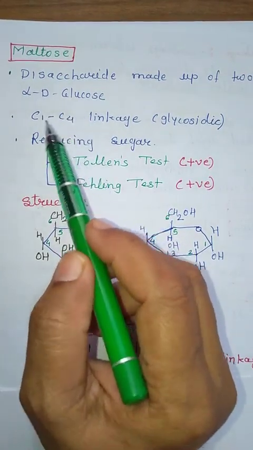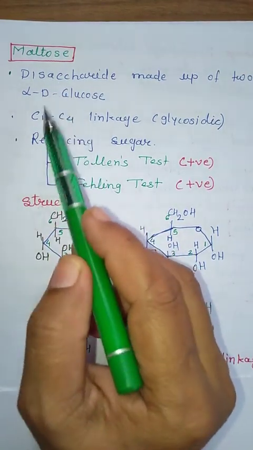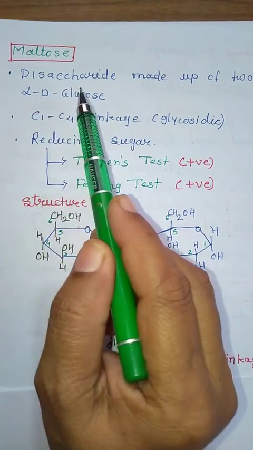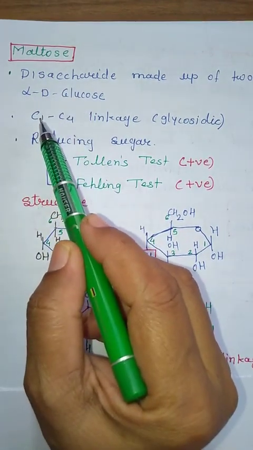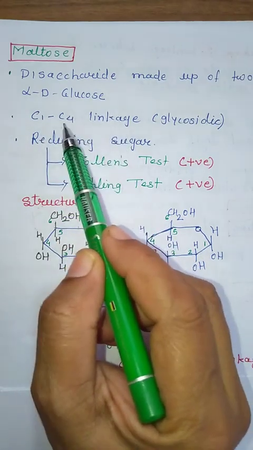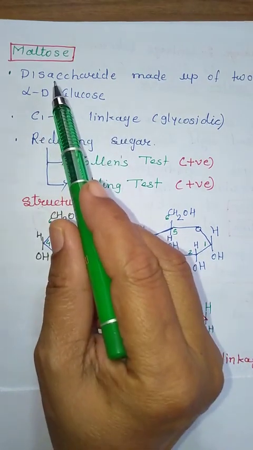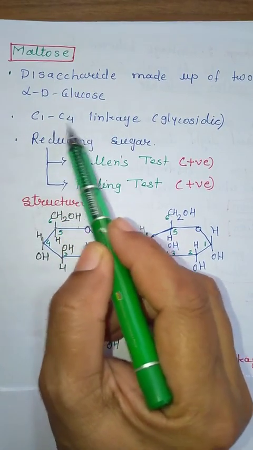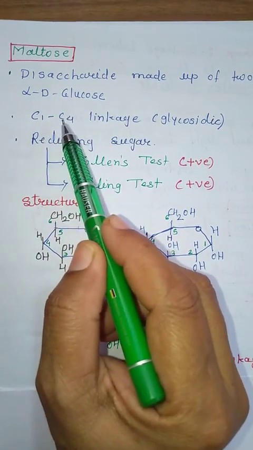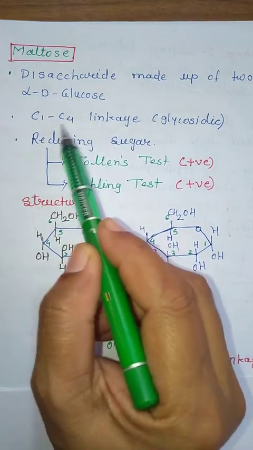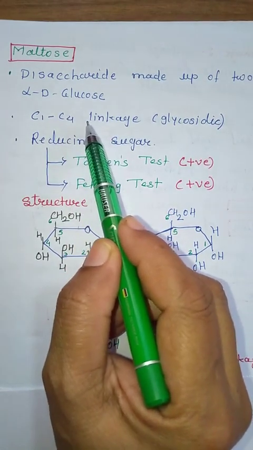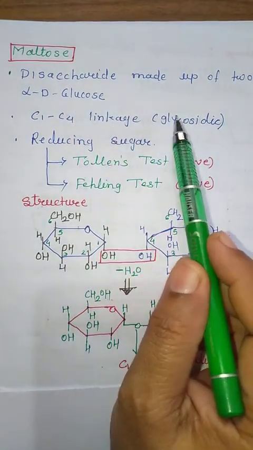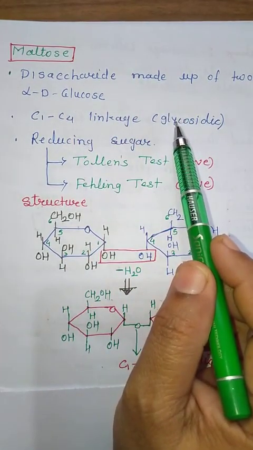But before that, we will see what the characteristics of maltose are. So, maltose is a disaccharide made up of alpha D glucose. Secondly, it has a C1-C4 linkage. We already know that the two monosaccharides in disaccharides are bound together with the C1-C4 linkage. Linkage means that which binds the monosaccharides. That linkage is through oxygen by the removal of water, so it is called a glycosidic linkage.